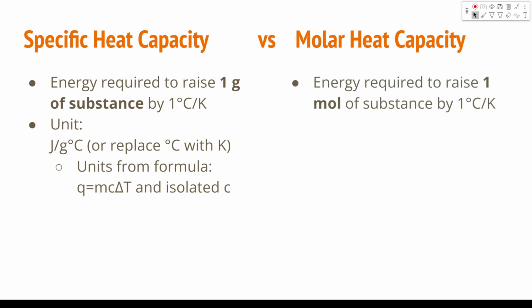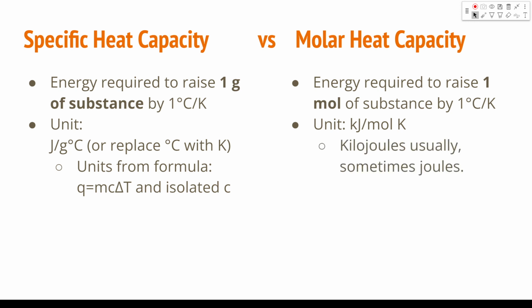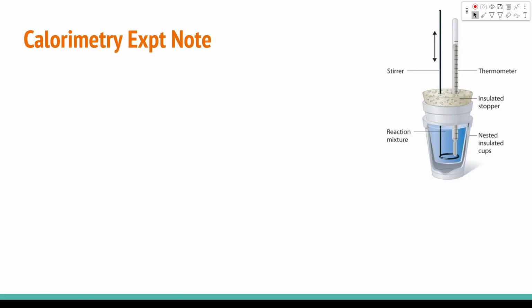Now, molar heat capacity is, as expected with the name, a mole of the substance. So the units are usually kilojoules per mole K. Again, you could switch the K with degrees Celsius, but you can change these units depending on what's given. So sometimes it's joules, again, could also be degrees Celsius. So be very, very careful about units. Very easy to mess those up.